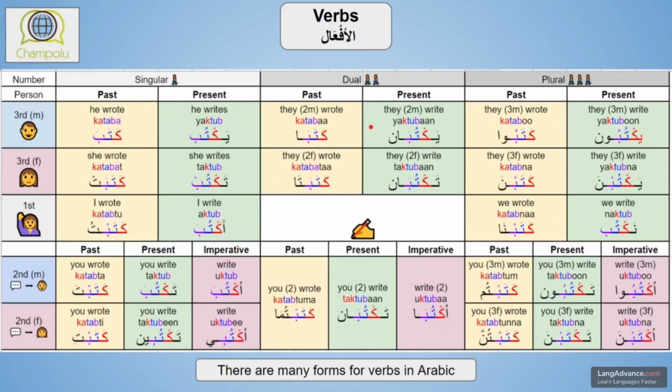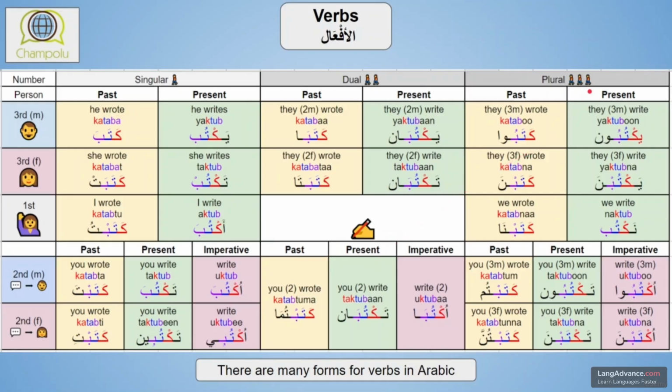And now going to the dual, so we want to say they write, the two of them, for males, it's yaktuban. And then for two females, it's taktuban. And also for the present second person, for dual, it's also taktuban, whether male or female.